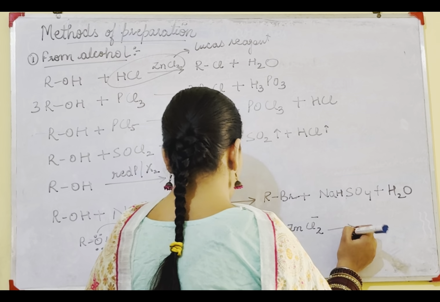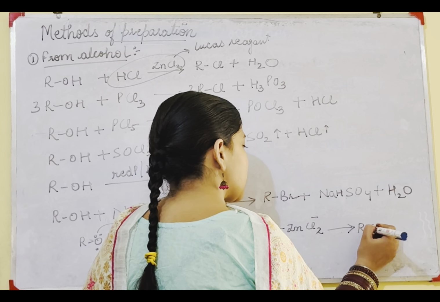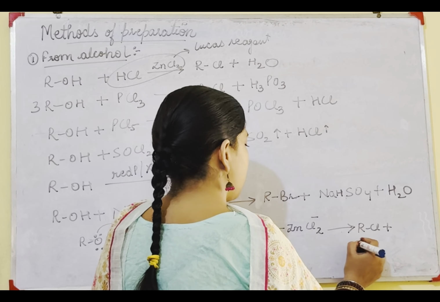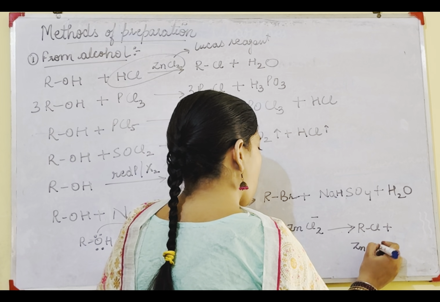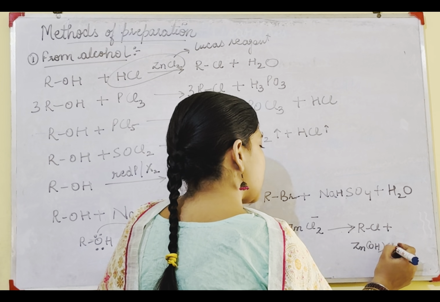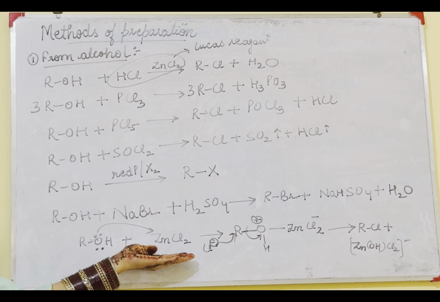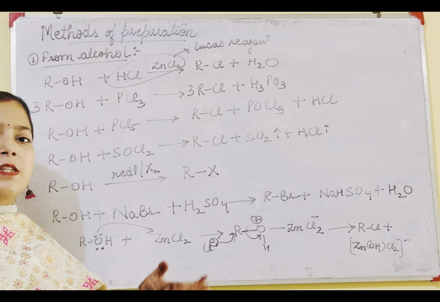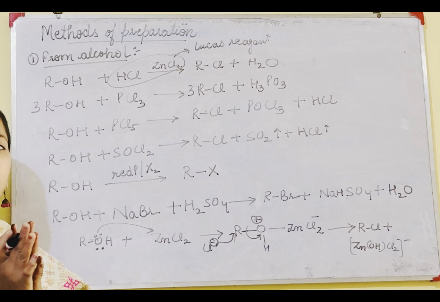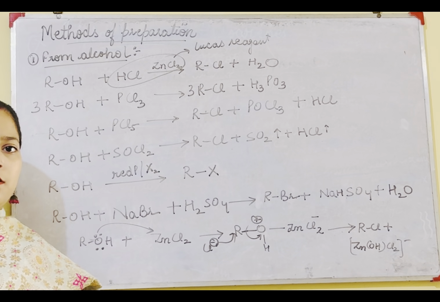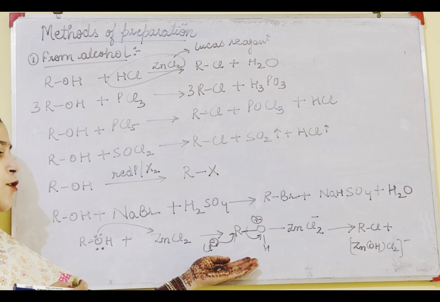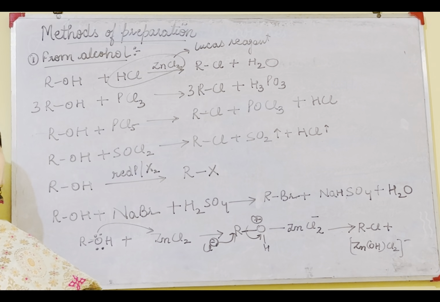And what will it become? This RCl plus ZnOH Cl2 negative. So here what is the role of zinc? This zinc will act as the electron acceptor and it will accept the electron and helps to form alkyl halide.